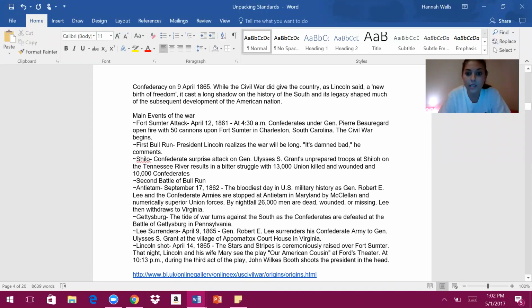While the Civil War did give the country, as Lincoln said, a new birth of freedom, it cast a long shadow on the history of the South, and its legacy shaped much of the subsequent development of the American nation.